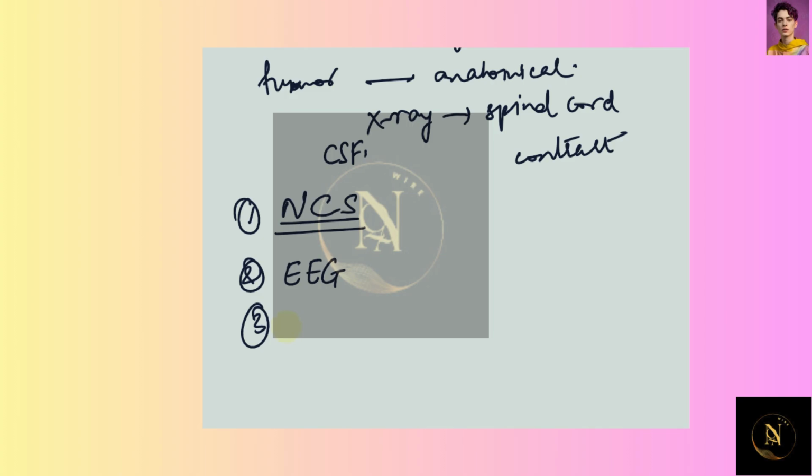Third, for tumor identification, for the anatomical image, we need to schedule the patient for an MRI, that is magnetic resonance imaging scan. And fourth, for the patient who needs x-rays, the patient will be scheduled for a myelogram.